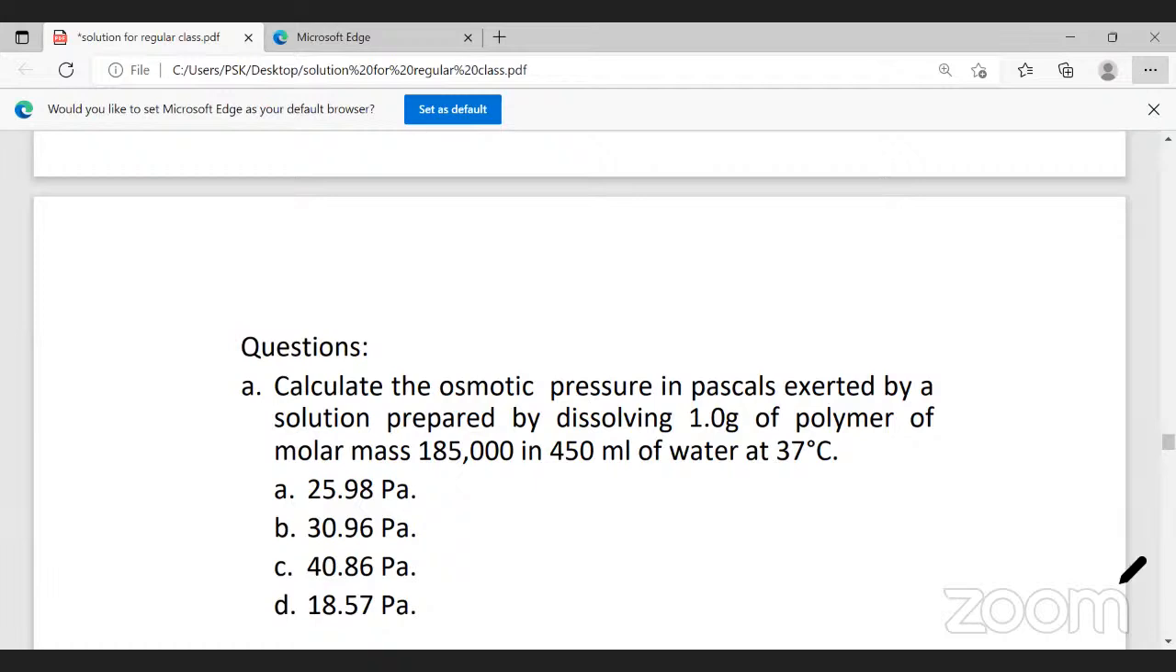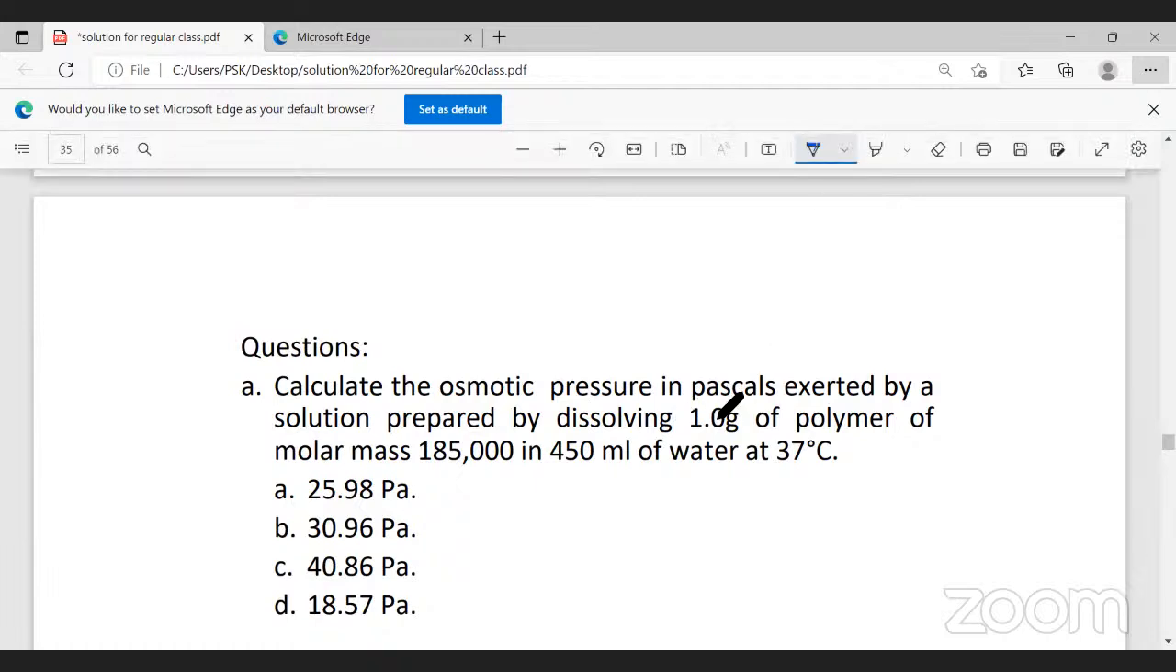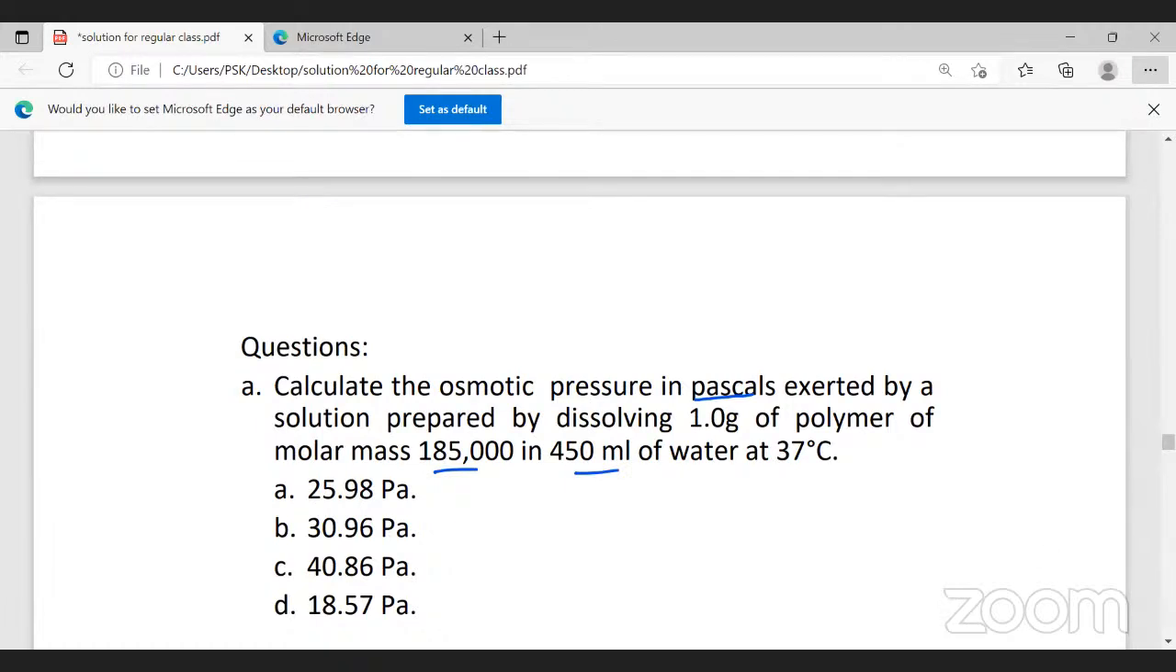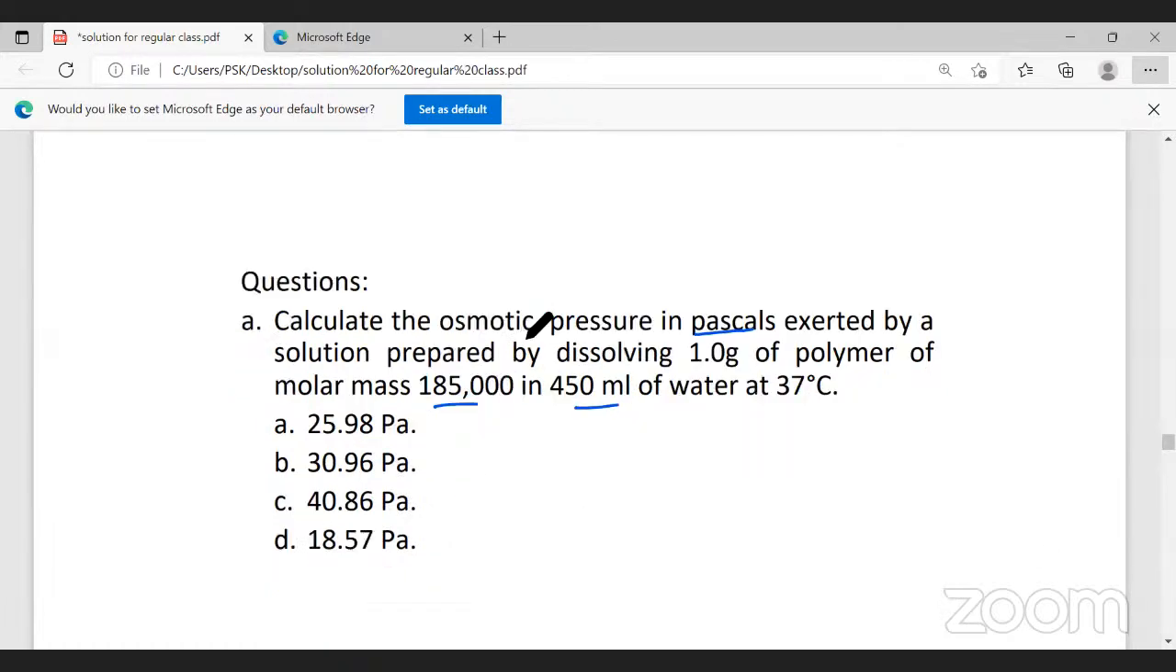Calculate the pressure exerted by a solution made by dissolving 1 gram of polymer of molar mass 1,85,000 in 400 ml of water at 37 degrees Celsius. Now, what is given in the question? The mass of solute is given. What is the mass of solute? They've given us 1 gram.